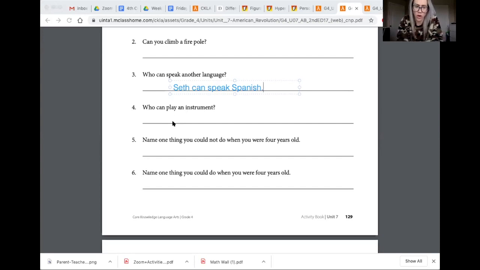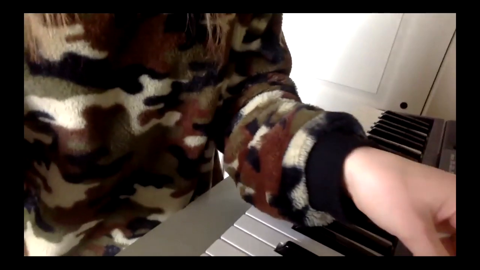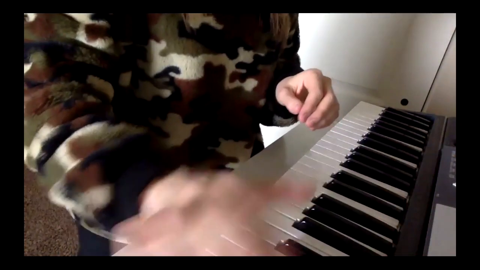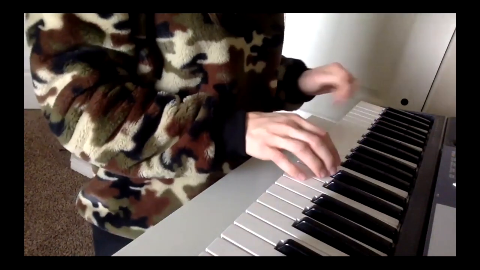Now, next one, number 4. Who can play an instrument? Wow, I can play an instrument. Let's see if Mrs. Orrock can do it for everybody. And if you can't play an instrument, ask someone in your family. So I'm going to give it a go on my piano. This is just a keyboard, not an actual piano. Wow, this is really hard to get the recording to happen while I'm playing. So let's see if Mrs. Orrock can play the piano.